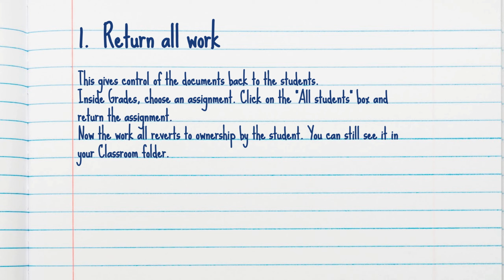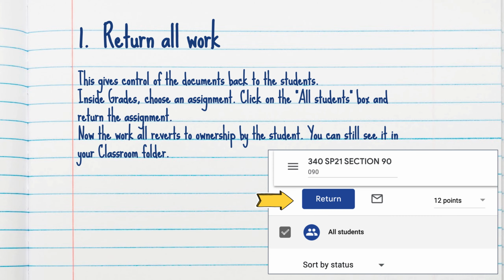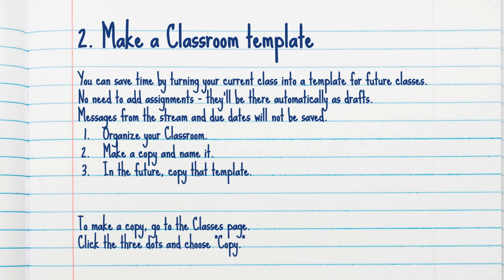So first, let's look at return all work. This gives control of the documents back to the students. Once they submit it to you, you have control and are the owner of the document. When you return it to them, they have control back. So inside grades, you need to choose an assignment, click on the All Students box, and return the assignment. Now the work all refers to ownership by the student, and you can still see it in your classroom folder, but it belongs back to them.